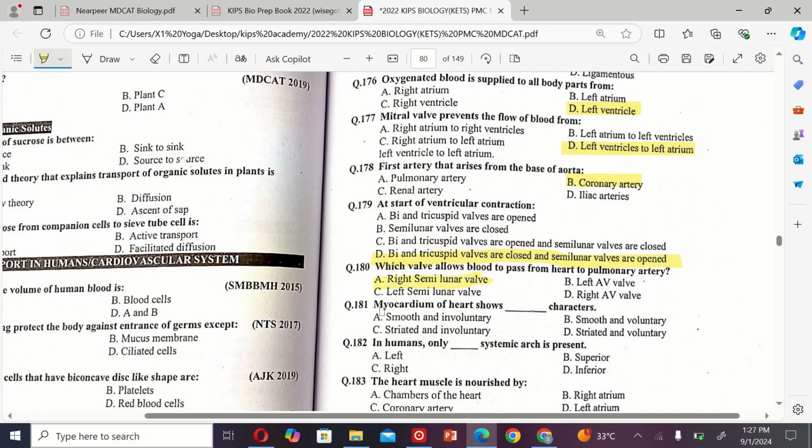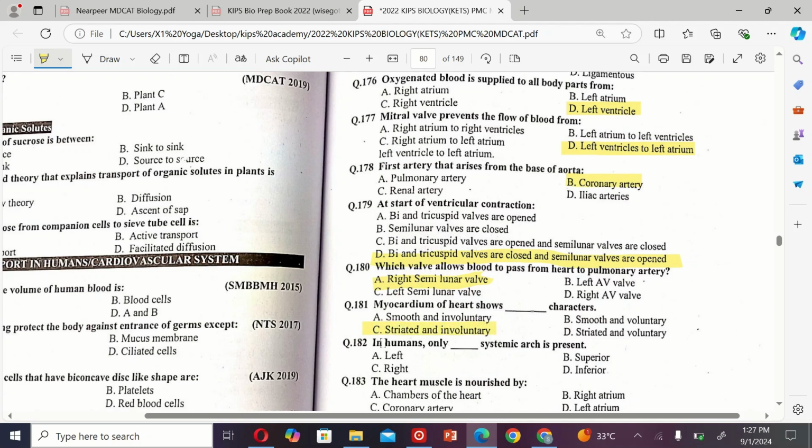The next MCQ is: the myocardium of the heart shows dash character. A. Smooth and involuntary, B. Smooth and voluntary, C. Striated and involuntary, and D. Striated and voluntary. So the correct option is C.